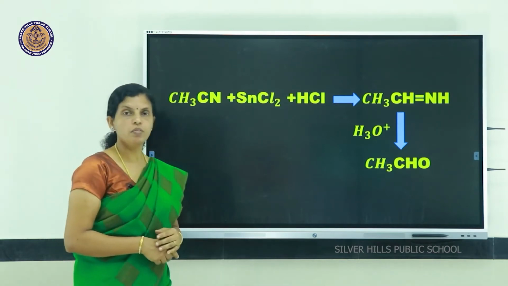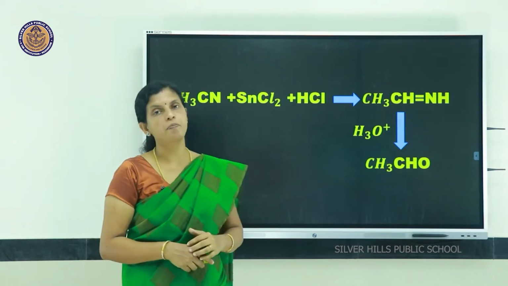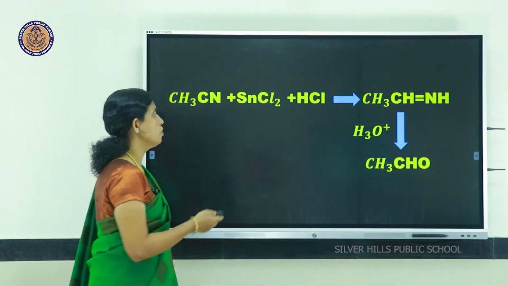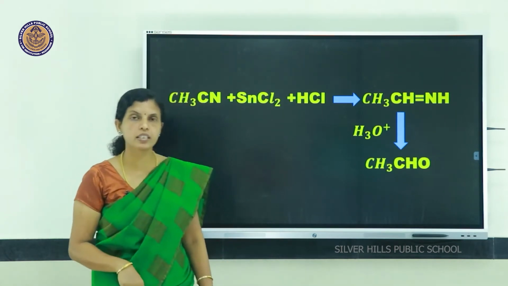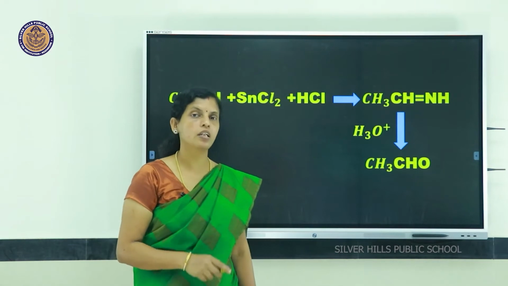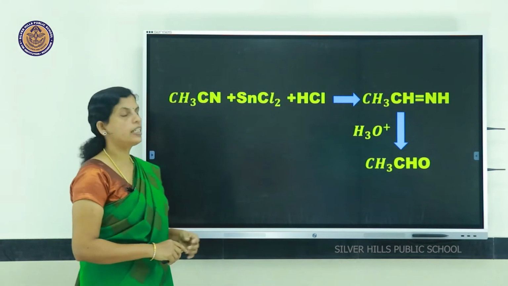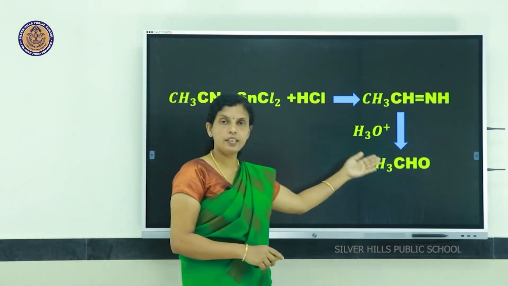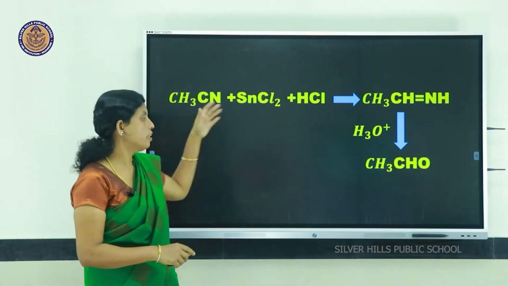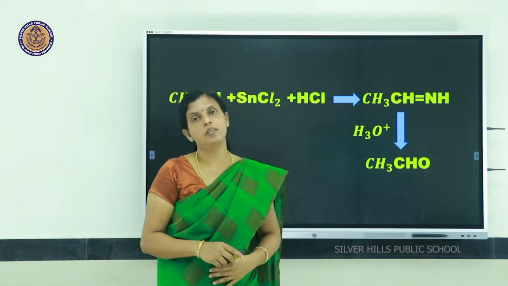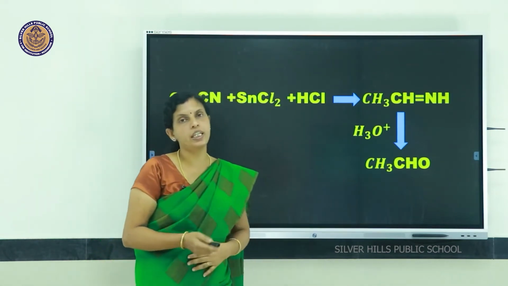This is an example for Stephen reaction. CH3C triple bond N on treating with SnCl2 and hydrochloric acid first gives an imine, and this imine on further hydrolysis gives CH3CHO. So, here also we can see that CH3C triple bond N gives CH3CHO. That is, cyanomethane gets converted to ethanal. The cyanide contains 2 carbons and this aldehyde also contains 2 carbons.